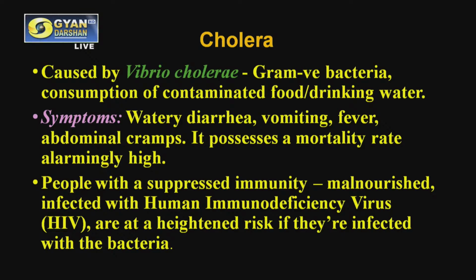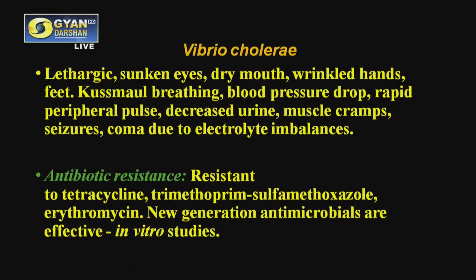The symptoms could be watery diarrhea, vomiting, fever, abdominal cramps, and it possesses a mortality rate which is alarmingly high, really very high. People with suppressed immunity, who are malnourished, or who are infected with the human immunodeficiency virus, or HIV, are at a heightened risk if they are infected with this bacteria. Now here again, the patients can have lethargy, sunken eyes, a dry mouth, wrinkled hands, a small breathing effect due to acidosis, a blood pressure drop, and a rapid peripheral pulse, and so many other effects.